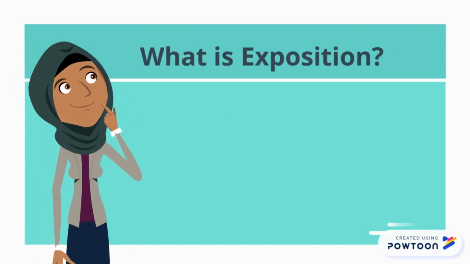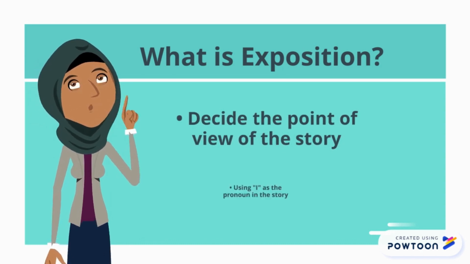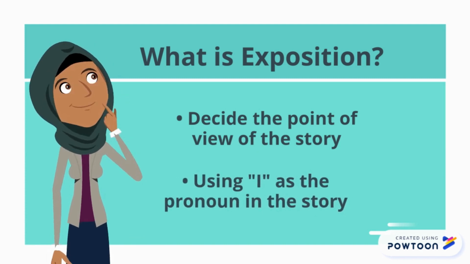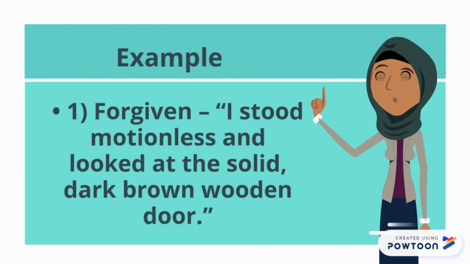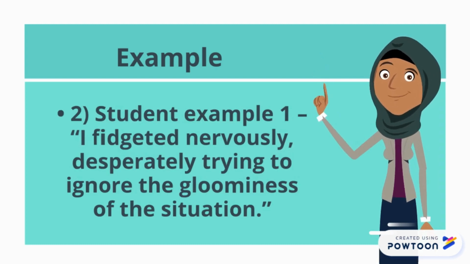The first step is to decide the point of view of the story. In both samples, the point of view of the essay is first-person point of view. Therefore, the narrator uses pronouns like I to address the story. In the sample essay titled Forgiven, the example is I stood motionless and looked at the solid, dark brown wooden door. The second example is from Student Example 1. I fidgeted nervously, desperately trying to ignore the gloominess of the situation.